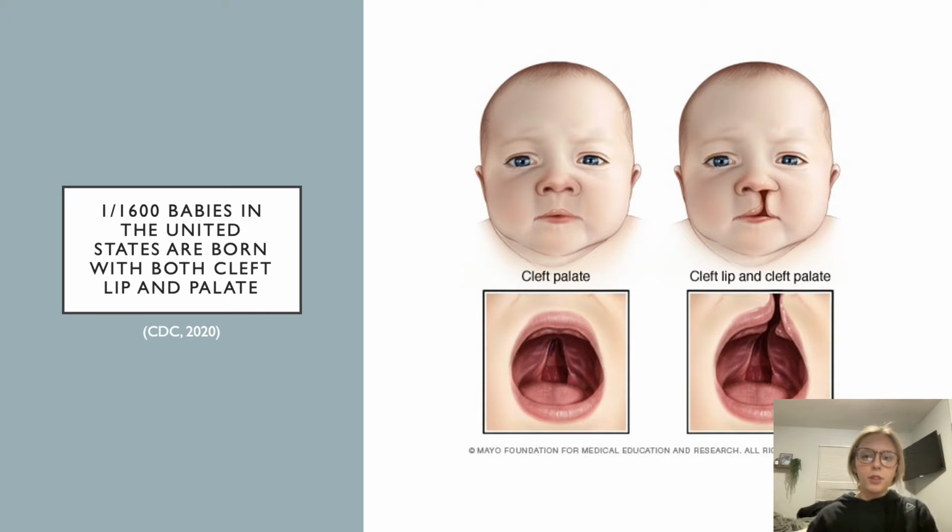In the image on the left, you can see the opening in the child's palate, showing just cleft palate, but in the image on the right, you can see an opening in the palate, the upper lip and nose, showing that the child has cleft lip and cleft palate.